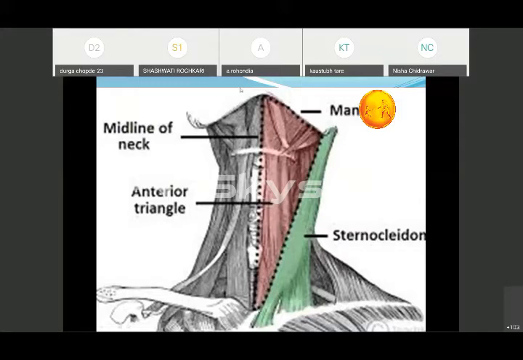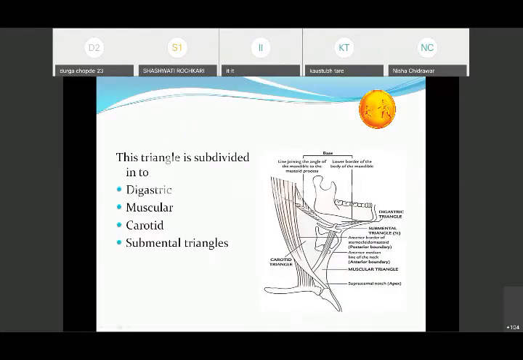Median line. This is the anterior border of the sternocleidomastoid muscle. And this will be the base of the mandible, and also the line from the angle of the mandible to the mastoid process. In this picture, you can see in lateral view the base of the anterior triangle.